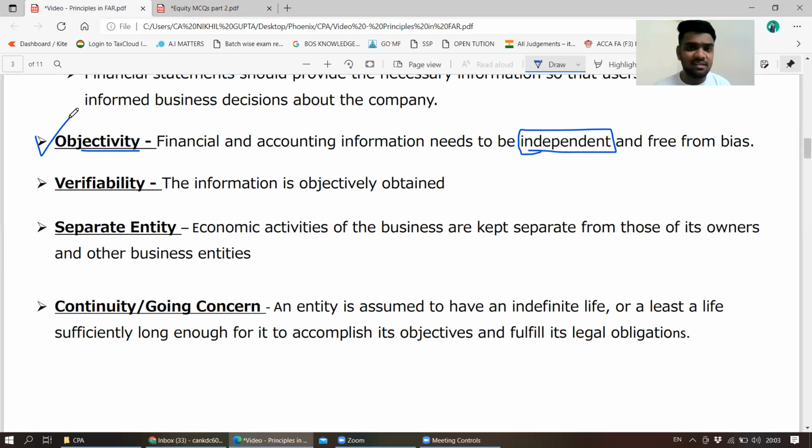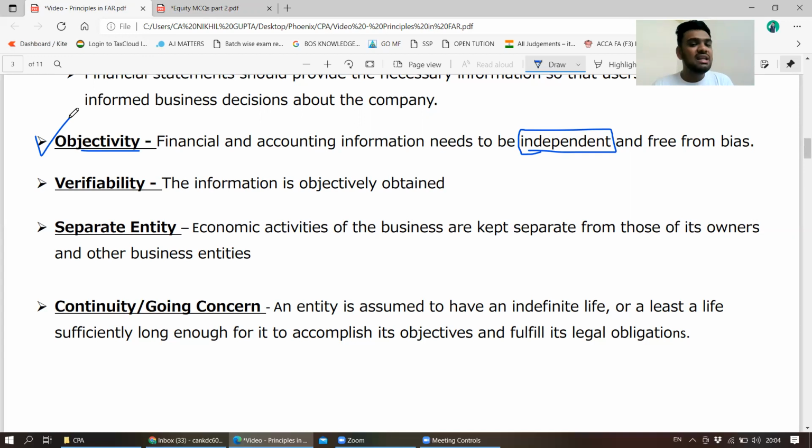Be it any kind of expenses, the electricity expenses do have invoices. The rental expenses might have the rent agreement. That is supported by evidence, a simple proof is there. That is followed by the objectivity principle. I hope, guys, you understood it clearly.